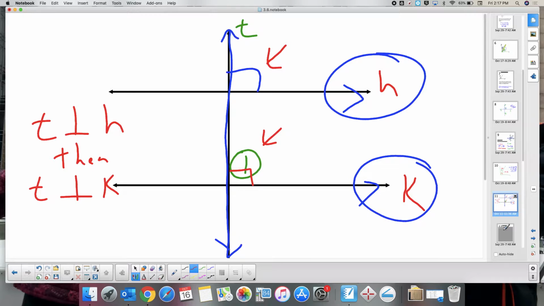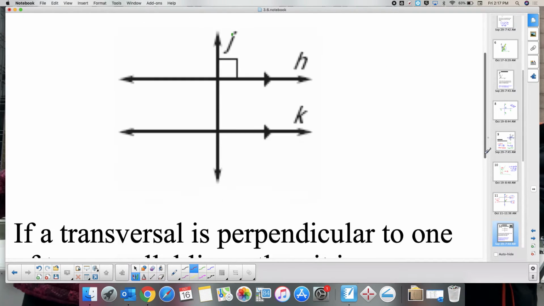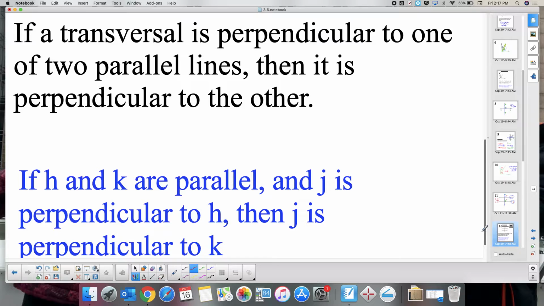And that's what our first theorem here says. If a transversal is perpendicular to one of the two parallel lines, it must be perpendicular to the other. And the reason is these corresponding angles have to be equal. If you need more time, please pause the video. Right, but we're going to move on here.